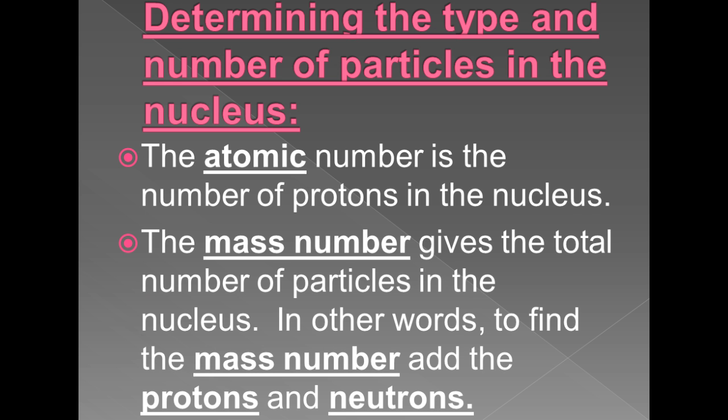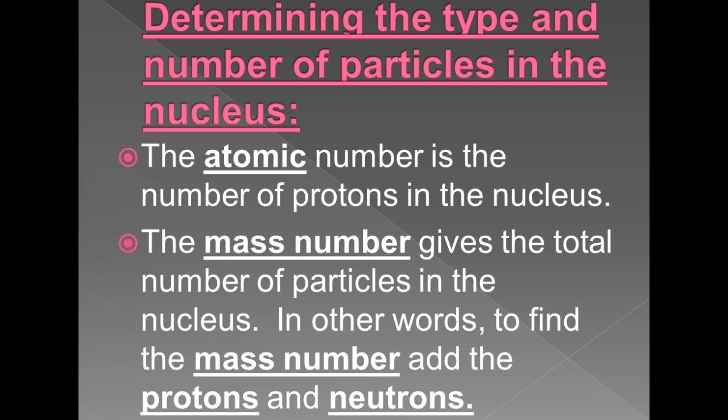So we're going to go through a couple steps here of determining the type and number of particles in the nucleus. This may or may not be a review for you, and then in a different video I will go over some examples, a whole bunch of examples with you. I just don't want to make the video too long at this point. So the atomic number we already talked about is the number of protons. So if I'm given the atomic number, I know the number of protons. If I'm given the protons, I know the atomic number.